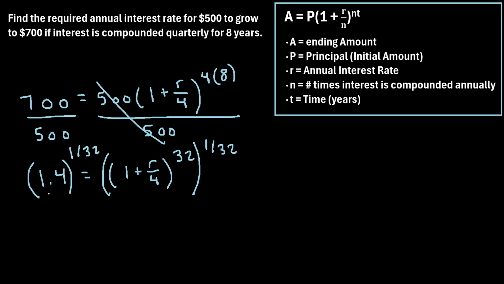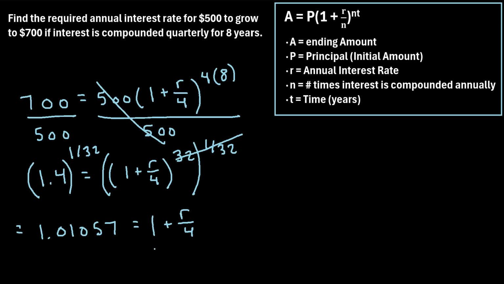So when you punch this into a calculator, 1.4 to the power of 1 divided by 32, you get about 1.01057. And that will be equal to, over here we said these exponents are just going to cancel out and become a 1. So we have 1 plus R over 4.